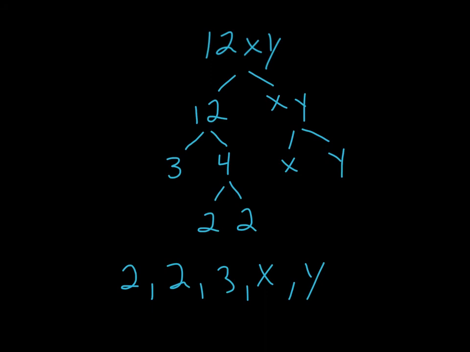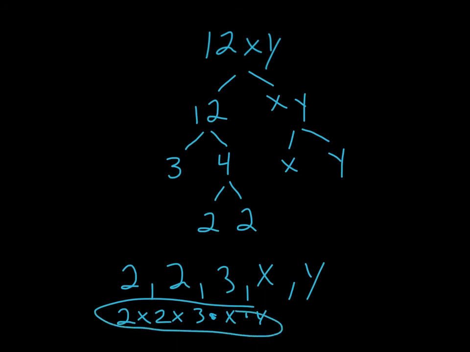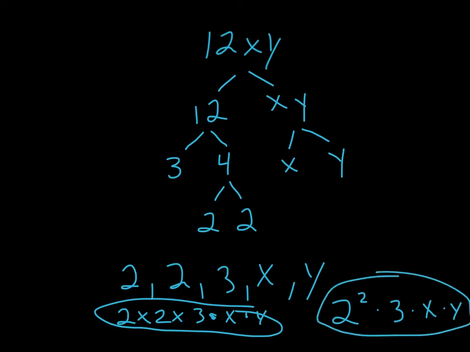So when I'm writing my final answer, I would just do 2 times 2 times 3 times x times y, like that. Or if I wanted, I could do 2 squared, because there's two 2's, times 3 times x times y. Either one of those would be the perfect answer.